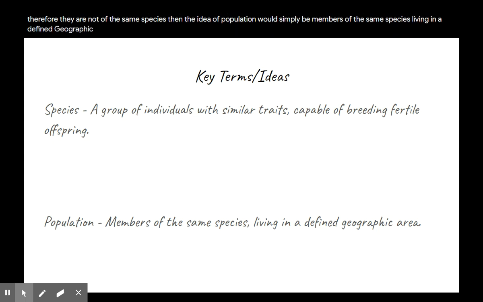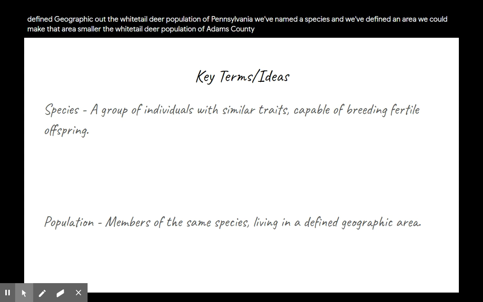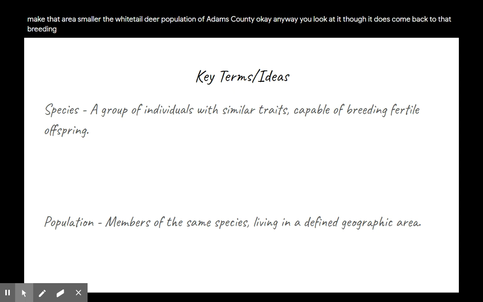Then the idea of population would simply be members of the same species living in a defined geographic area. For instance, you could talk about the white-tailed deer population of Pennsylvania. We've named a species and we've defined an area. We could make that area smaller, the white-tailed deer population of Adams County. Okay? Any way you look at it, though, it does come back to that breeding, because members of the same species living in and around the same area, they breed with one another.